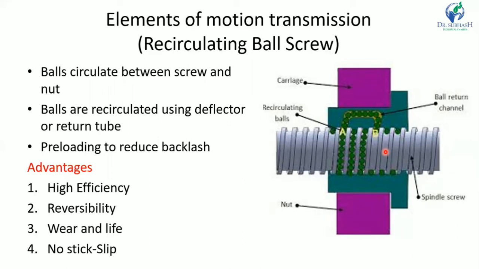Now, elements of motion transmission, that is called the recirculating ball screw. So how is the sliding friction replaced by the rolling friction in a CNC machine? This question may be asked in exam repeatedly.